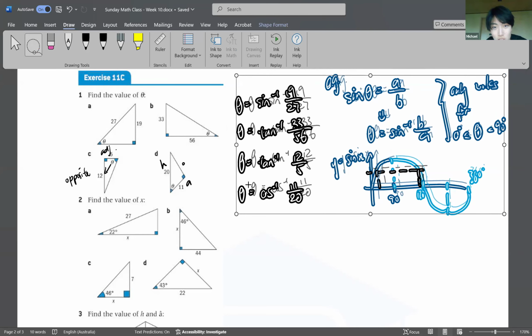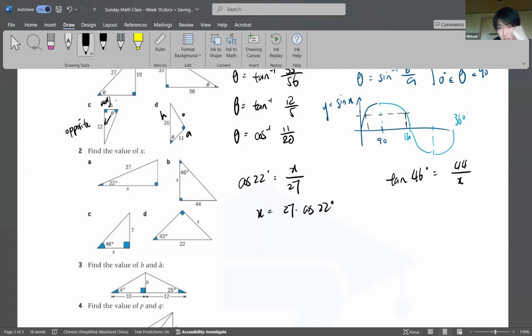All right, Adriana. X equals 44 times tan 46. No. What's your first line of working? Oh, tan 46 equals 44 over x, and okay, that's correct. What is x? x is 44 over tan 46. Yeah, okay. Don't screw that up, okay? Very basic.